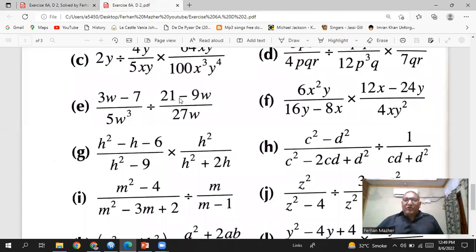The next question coming up on your screen is question number 6, and it's G part. Here we have a quadratic expression, h squared minus h minus 6, and divided by, in the denominator, I have h squared minus 9 multiply h squared divided by h squared plus 2h. Okay, so I will factorize this numerator. I will factorize this denominator. I will also factorize this denominator.